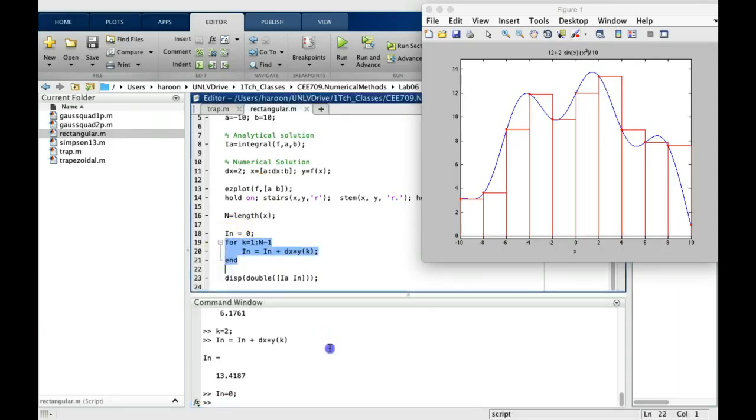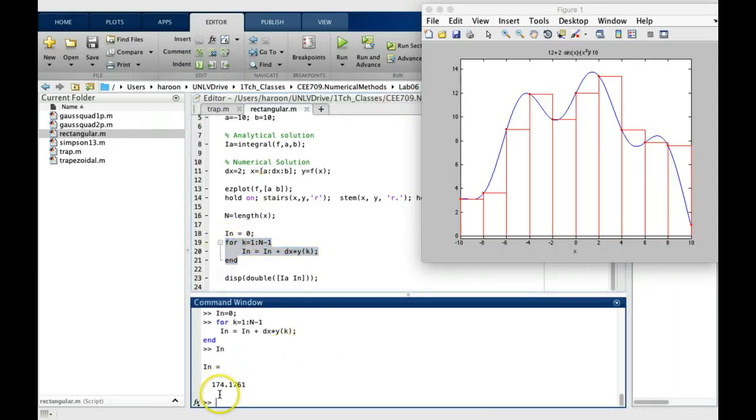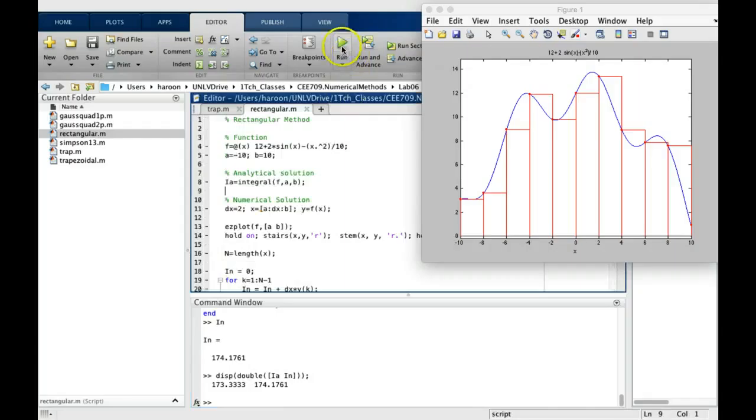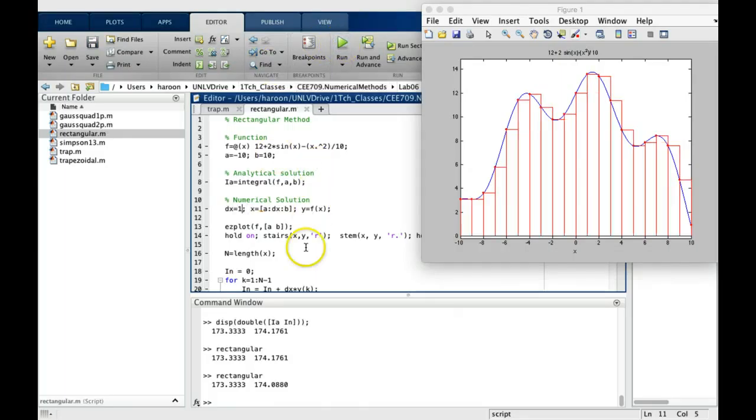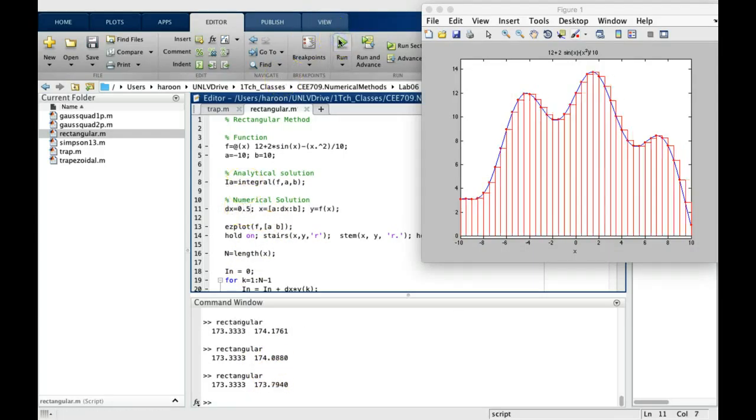You can see that it's 174.17. Now you can display both the analytical value and the numerical value and see what kind of difference we are getting. Now we can run this whole code and see the value, and now let's reduce the interval size to 1. You can see that as you reduce the width, you get a little bit better result. Let's reduce it to 0.5, and you can see you get an even better result. And this is what the rectangular method is for computing the integral.